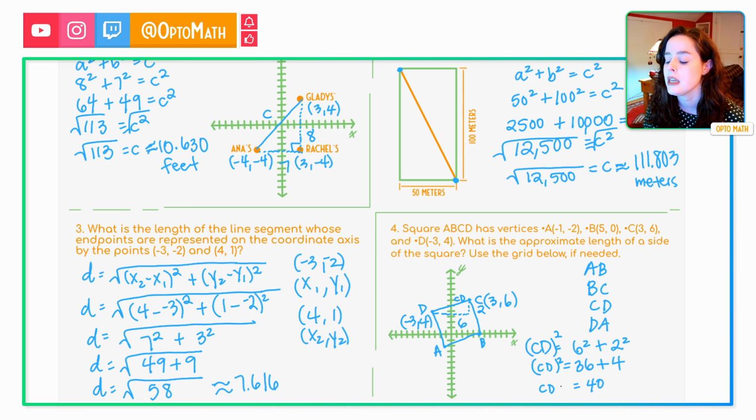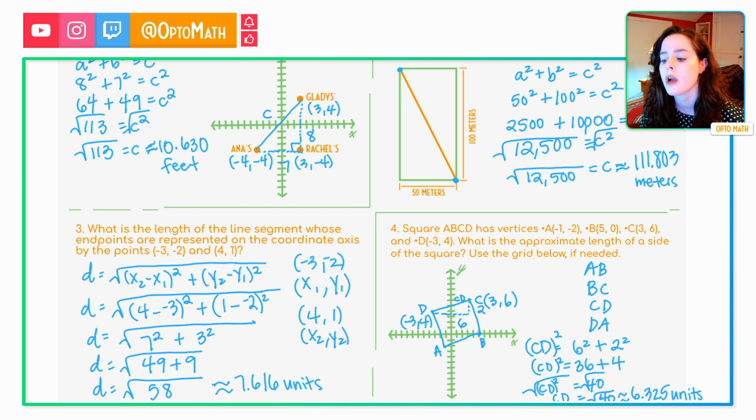So CD is going to be the square root of 40. And that's going to be approximately equal to 6.325. And it doesn't tell us units, so we would just call this units. And over here in number 3, it also didn't tell us units, so we'll just say units.